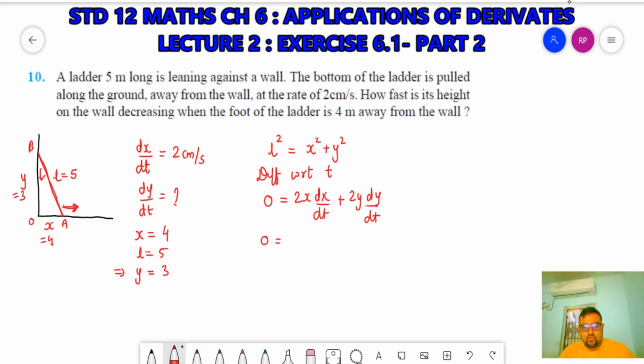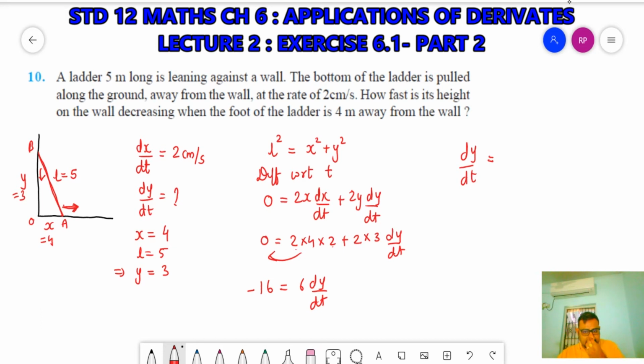So 0 is equal to 2 times x, which is 4, times dx by dt, which is 2, plus 2 times y, which we found to be 3, times dy by dt. So 4 times 2 times 2 is 16, and when it moves this side, minus 16 is equal to 6 dy by dt. So dy by dt will be equal to minus 16 by 6, that is minus 8 by 3 meter. Sorry, there is a mistake here.